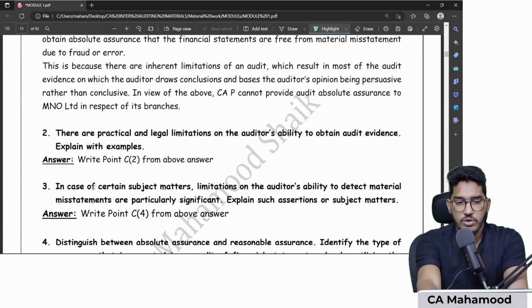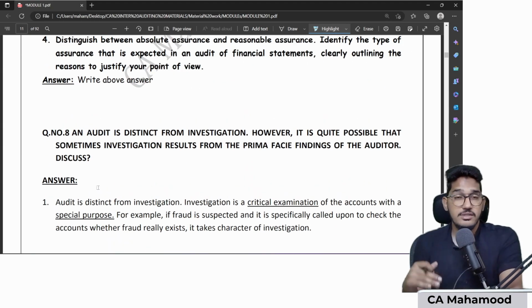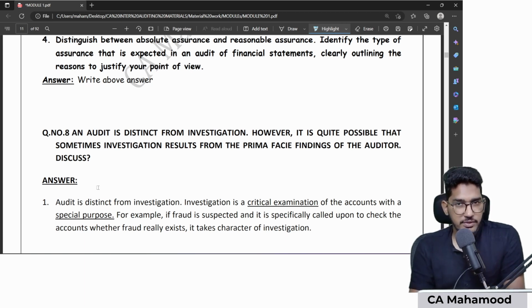Now we have one more small question. I told you that audit is different from investigation. Audit is not like an official investigation, so some powers might not be available to the auditor.